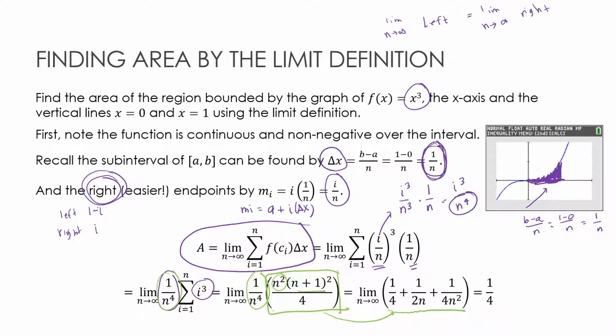I just used algebra. And now I'm going to take the limit of each thing. So the limit as n approaches infinity of 1/4 is 1/4. The limit as n approaches infinity of this is 0, and of this is 0, and so my answer is 1/4.